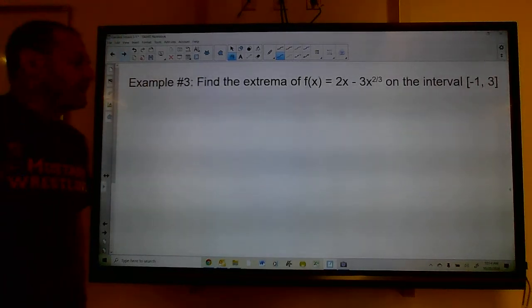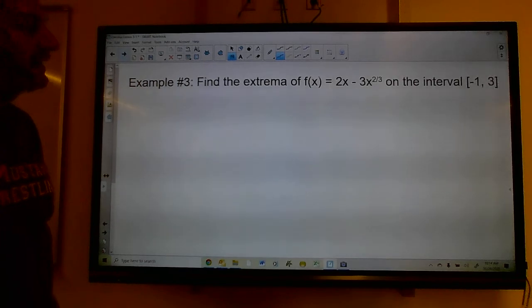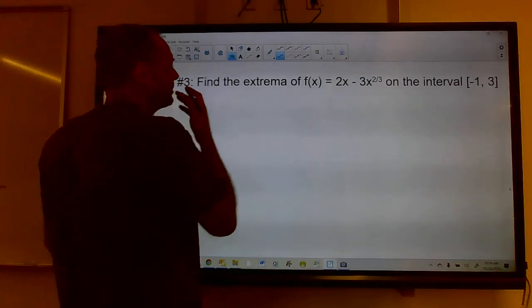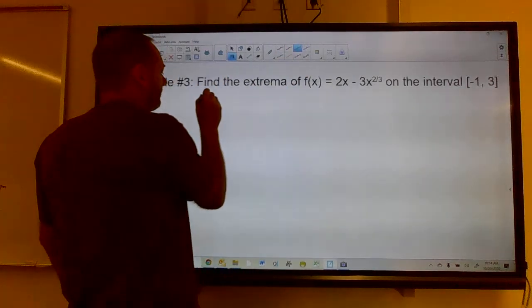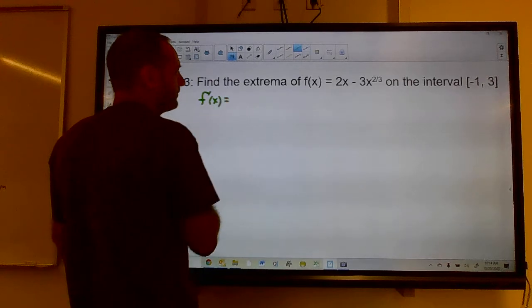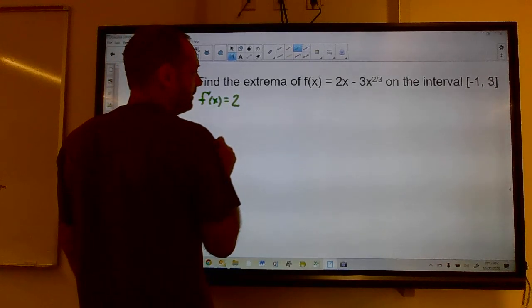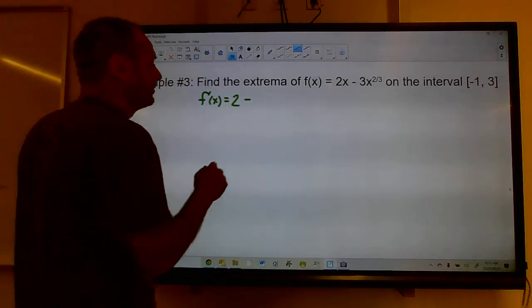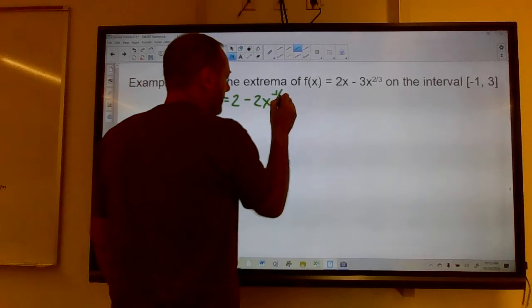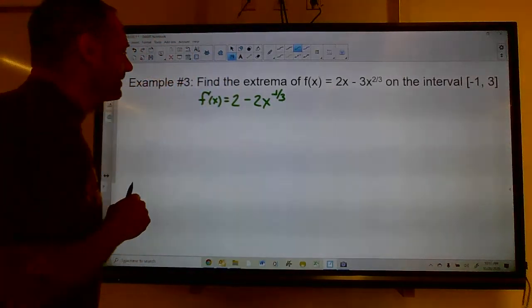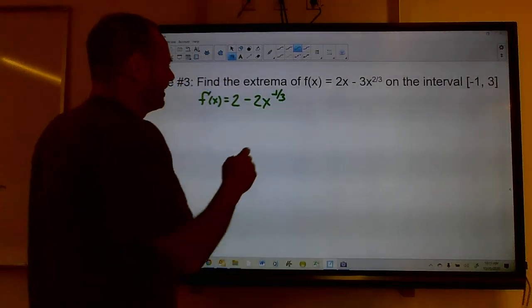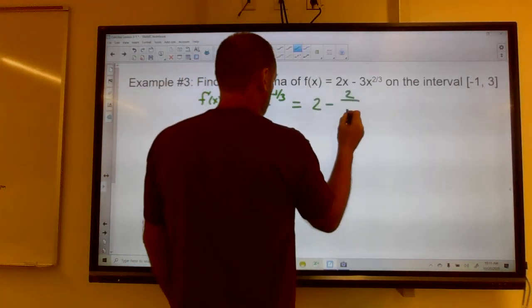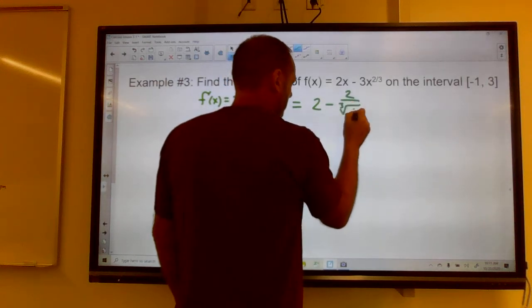Okay, find the extrema of f of x equals 2x minus 3 times x to the 2/3 power on the interval -1, 3. Okay, so let's first find f prime of x. That's going to be 2 minus, let's see, 2/3 times 3 is 2, x to the -1/3. So there's my derivative. I'm also going to rewrite it like this, 2 minus 2 over the cube root of x.